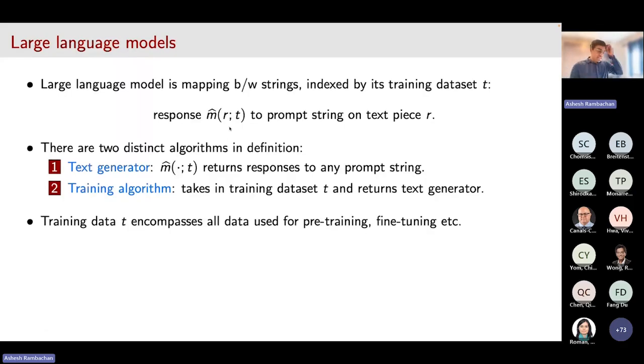And one thing that's going to be important is that I'm going to carry around that this m hat is indexed by whatever training data was used to produce the large language model. And that's going to have important implications for how we think about the usage of these tools in prediction problems.